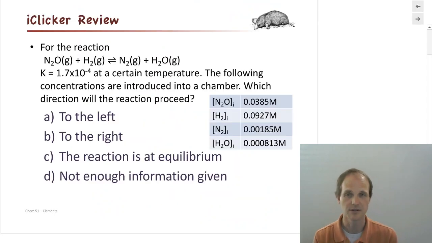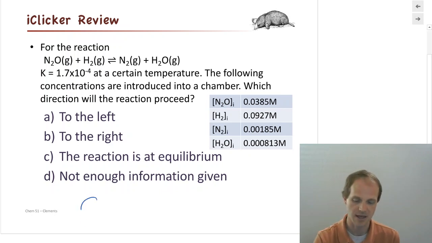All right. Your turn to try this. We've got a reaction N2O and H2O goes to N2 and H2O. K is 1.7 times 10 to the minus 4th at a certain temperature. The following concentration is introduced into a chamber. Which direction will the reaction proceed? So how do we figure out which direction a reaction will proceed? Go.